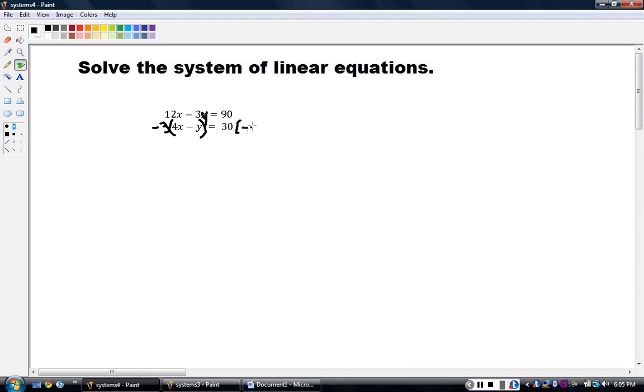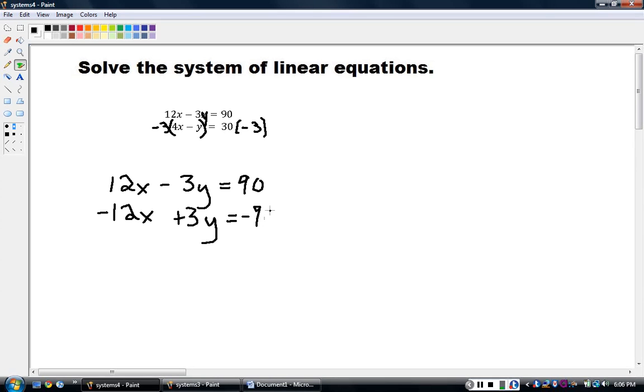Alright, so let's see what happens. Rewrite the first equation, 12x minus 3y equals 90. And the second equation, negative 12x plus 3y equals negative 90. Okay, so far I've followed the same process.